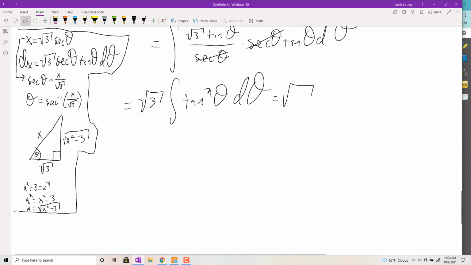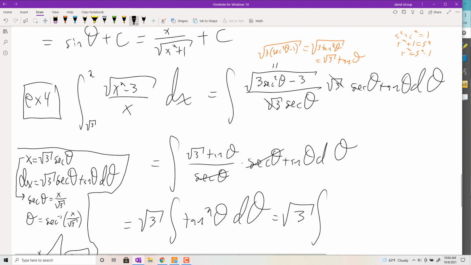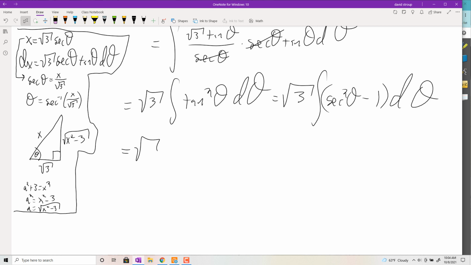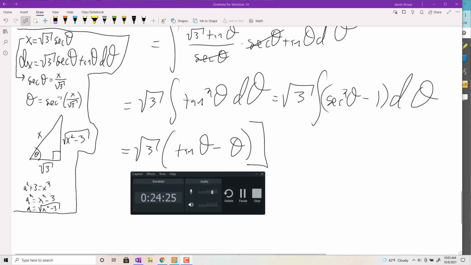Then you need the Pythagorean identity again, so tan squared is secant squared theta minus 1 d theta, and then we can integrate that pretty easily. So root 3 times tan theta minus theta. We have to evaluate it. I'm going to back sub, unlike the book. Okay, let's do it like the book does it. I'm not going to be a rebel anymore.